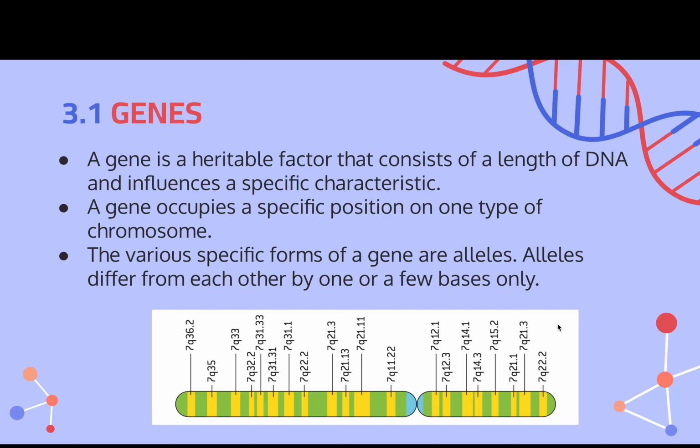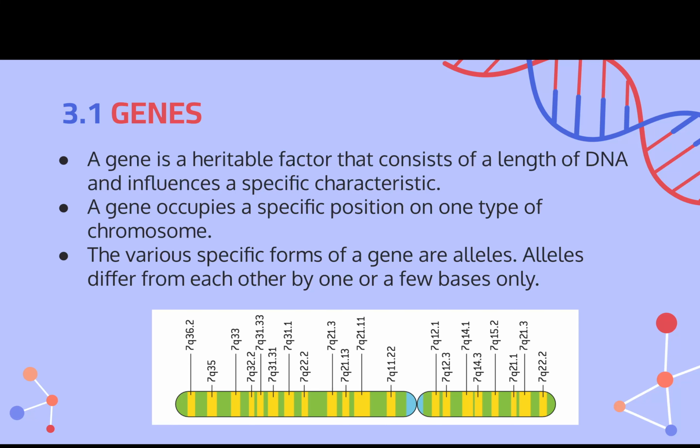So the first thing we need to know in genetics is what a gene is. A gene is a heritable factor that consists of a length of DNA and influences a specific characteristic. So a gene is basically a section of our DNA, and it is something that is targeting one specific characteristic. A gene is also something that occupies one specific position on any type of chromosome.